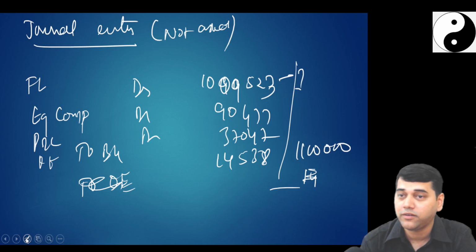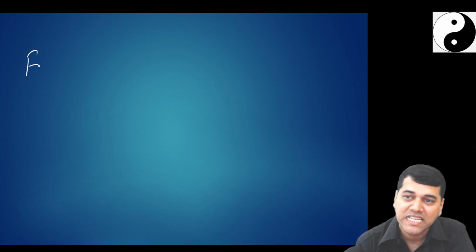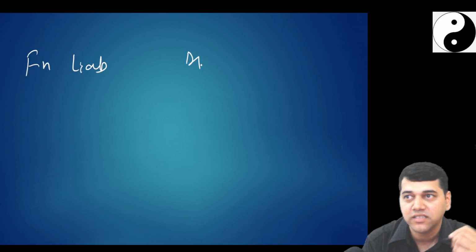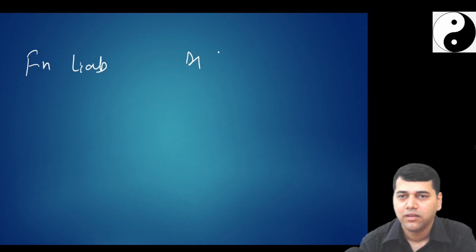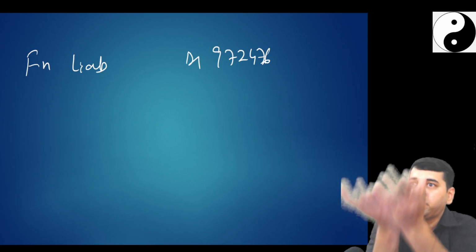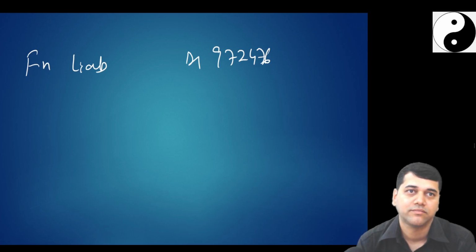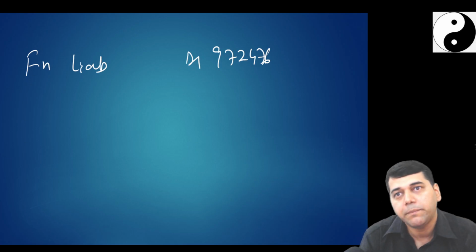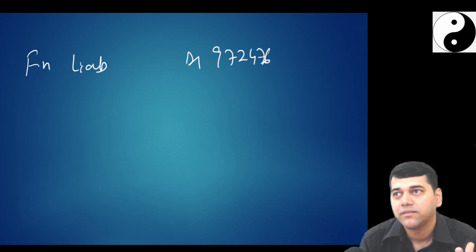See, first of all, understood? No, you don't have that much of credit. So, when you say financial liability, what is your existing credit? 9,72,470. See, one option is upgrade it, then debit it. If you want to upgrade it, what accounting entry will pass?